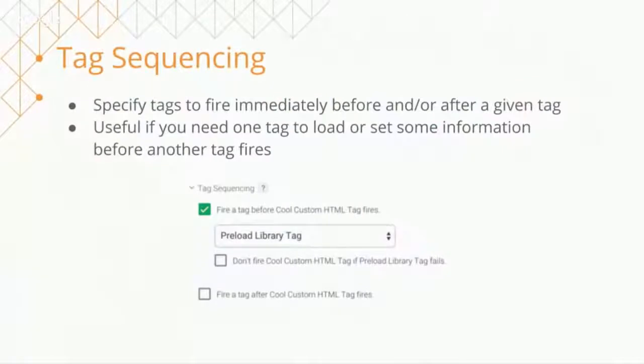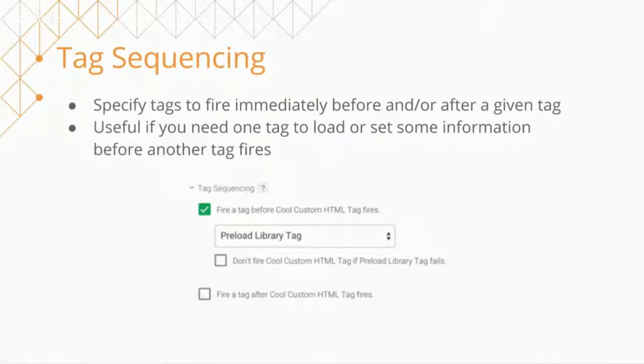So as Krista mentioned, we have a variety of recent features that we'd like to share with you today. The first one is tag sequencing, and this is the ability to specify tags to fire immediately before and/or after a given tag. So this is very useful if you need one tag to load or set some information before another tag fires, for example, a library of some sort. So Lukas is going to be giving us a demo of all of this functionality in a few moments.